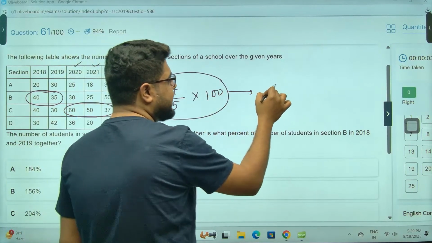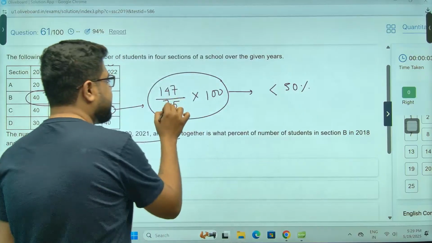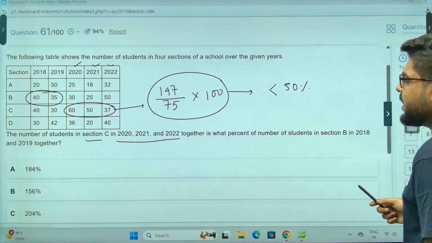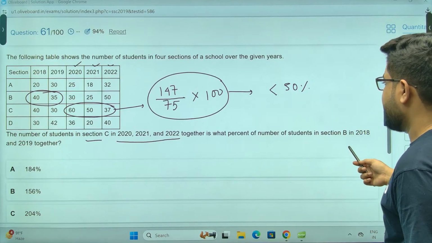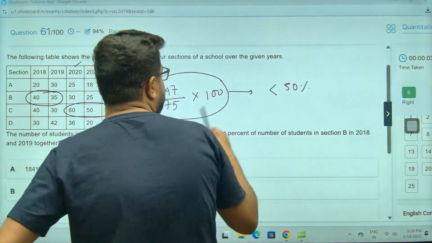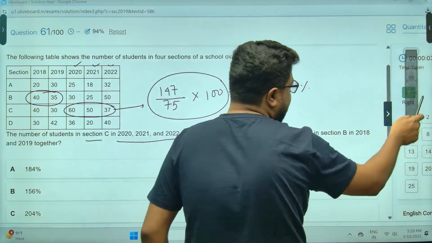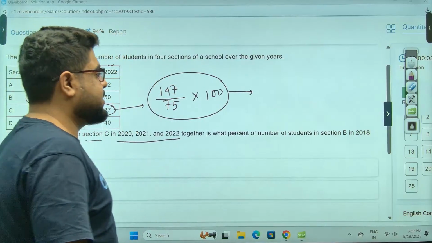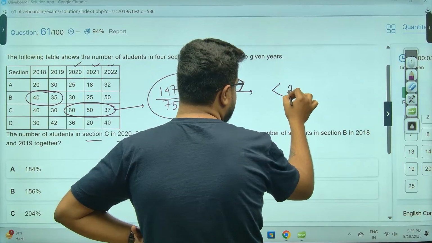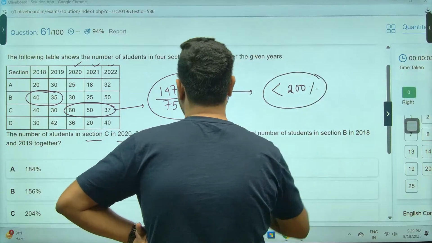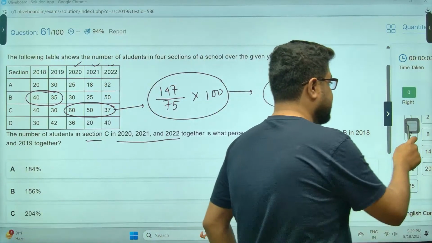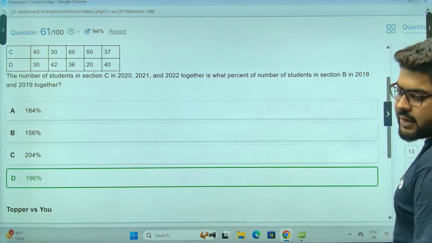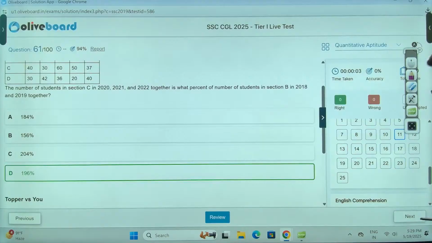The answer will be slightly less than 50%. You see, 75 twos are 150. Slightly less than 50%, whichever is the answer, that will be my answer. But I guess I messed up. This together is 50%. Arre yaar, look how silly I am. Sir, it is more than, just less than double. So just less than 200% will be the answer. Look, 196 is sitting there. 196% will be my answer.